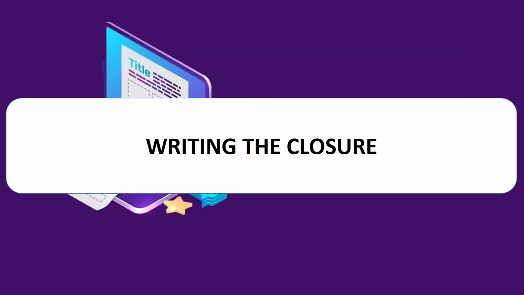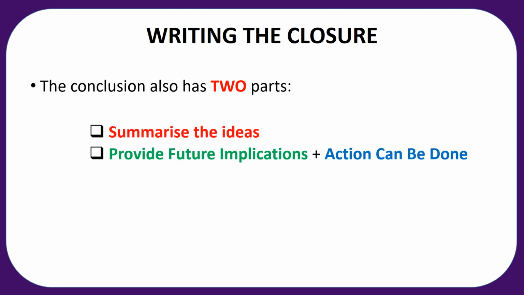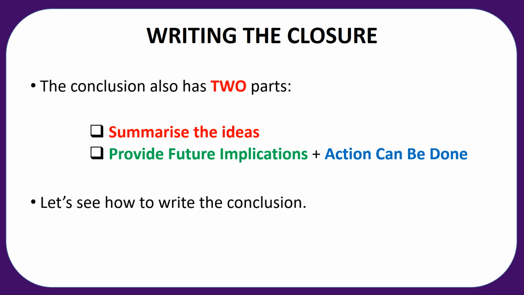Now let's look at how to write the closure for articles. The closure or conclusion for articles is pretty much similar to part 2 with a slight difference. So it has two parts. The first one is to summarize the ideas, followed by providing future implications as well as action that can be done. Implications are effects or impacts, kesan sesuatu, and then what can be done to address that problem. Right? So let's see how to write the conclusion.